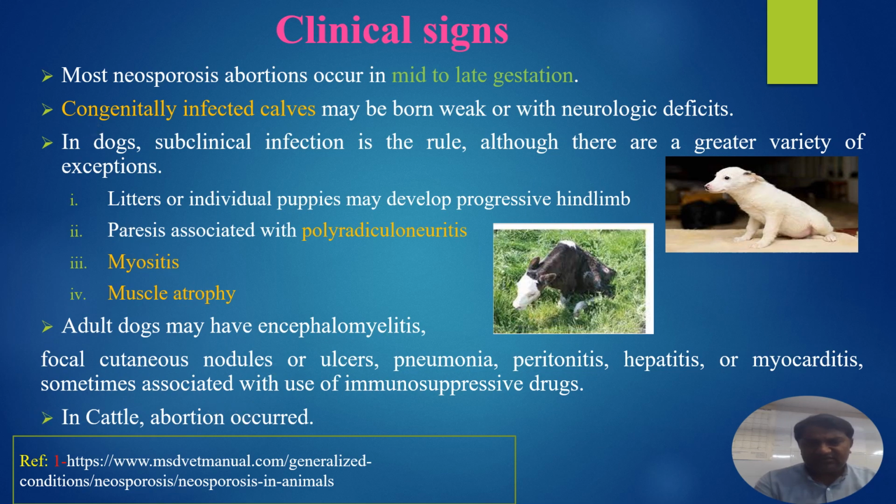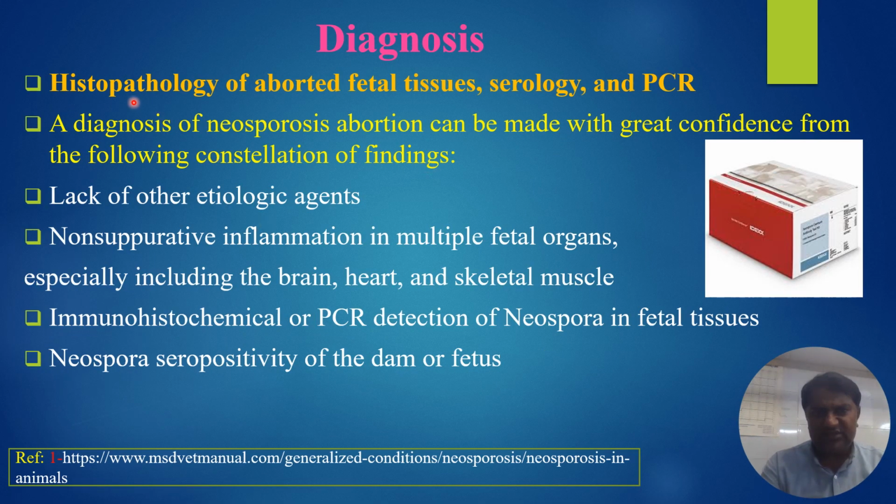So these are the signs of neosporosis. Diagnosis: histopathology of the aborted fetal tissues, serology, and PCR. Diagnosis of neosporosis abortion can be made with great confidence from the following constellation of findings: lack of other etiological agents, non-suppurative inflammation in multiple fetal organs, especially including the brain, heart, and skeletal muscle, immunohistochemical or PCR detection of Neospora in fetal tissues, and Neospora seropositivity of the dam or fetus.